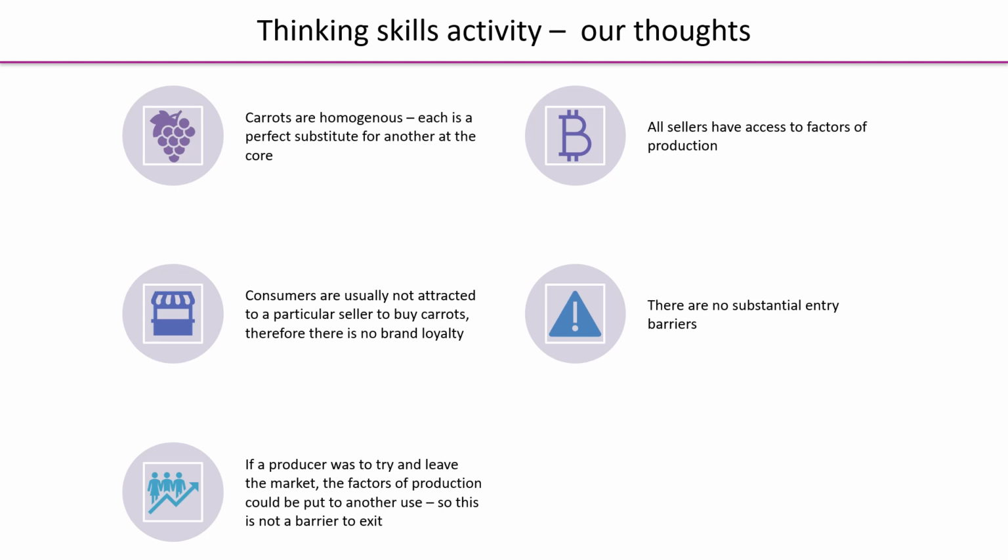And there are no particular entry barriers. We established that with the exercise that you did earlier, that it's easy to get into the market. And then finally, if a carrot producer wanted to leave that particular market, the factors of production he's using could be put to another use. He could use them to grow potatoes or cauliflowers or lettuces instead. So there's no barrier to exit.